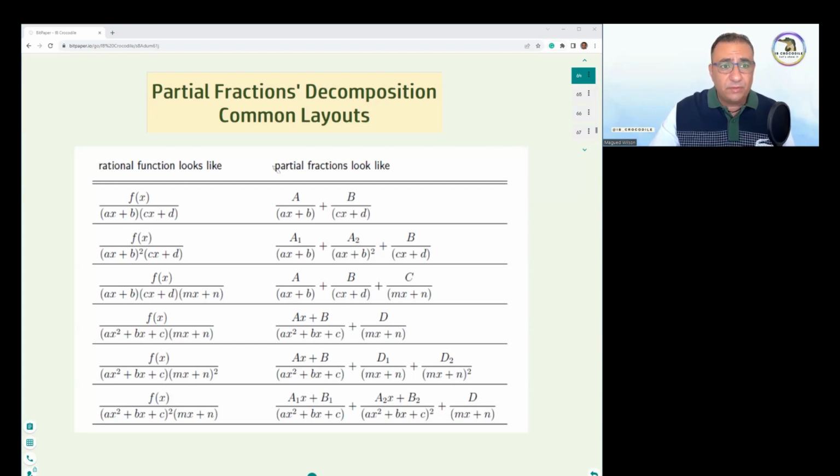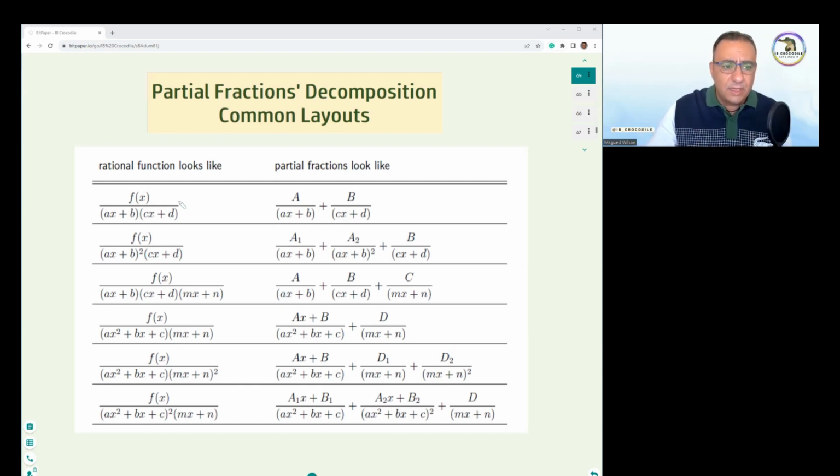I'm going to start with the common layouts of partial fractions decomposition as per this table here. The main idea of partial fractions is that you have a certain rational function, and then you need to decompose or break it down into simpler fractions. This is the opposite operation of combining two fractions. When you combine two fractions, for example, you would find the common denominator, but partial fractions decomposition is the opposite operation.